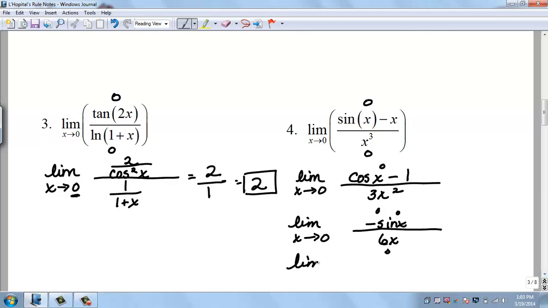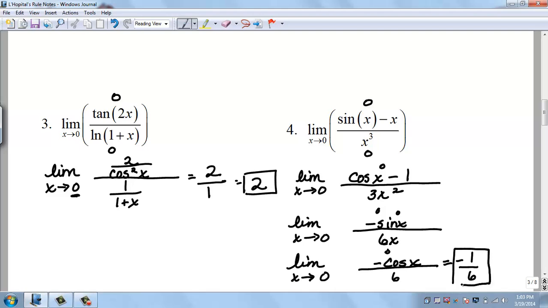The limit as x approaches 0 of the derivative of the top, so the derivative of negative sine is going to be negative cosine of x, and the derivative of the bottom is 6. Now I know I can't go any further because I have a number here. So I'm going to plug the 0 in there. I have negative the cosine of 0, and the cosine of 0 is 1, so it's going to be negative 1 over 6. That is my limit.